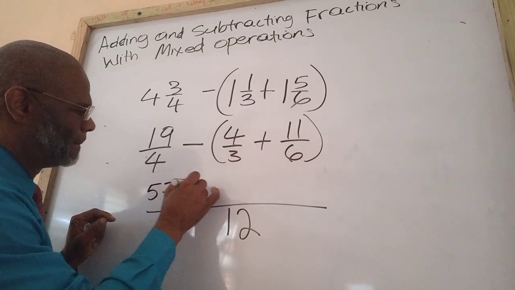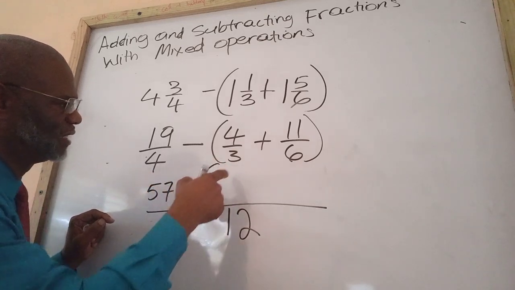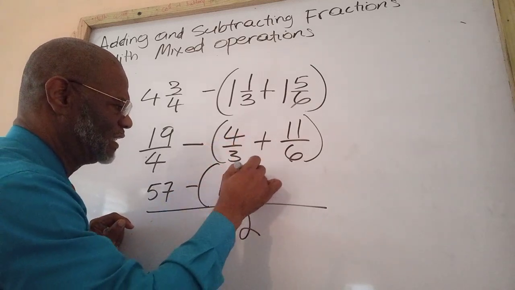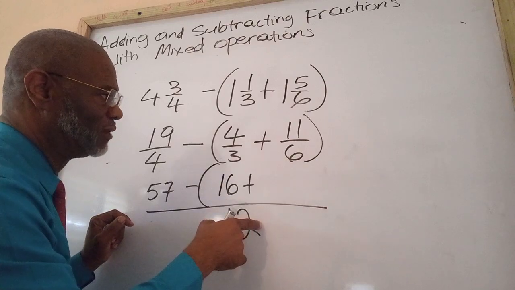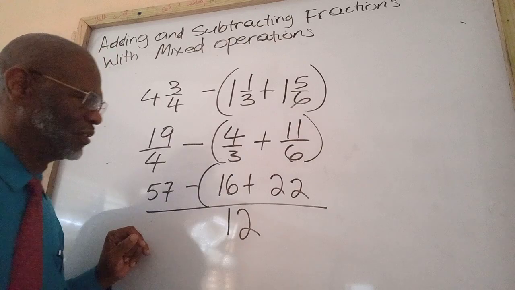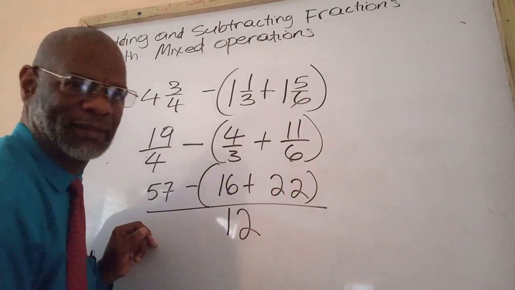57 minus, back in the bracket, 3 into 12 is 4. 4 times 4 is 16. Plus 6 into 12 is 2. 2 times 11 is 22. Good? Let's put that back in the bracket.